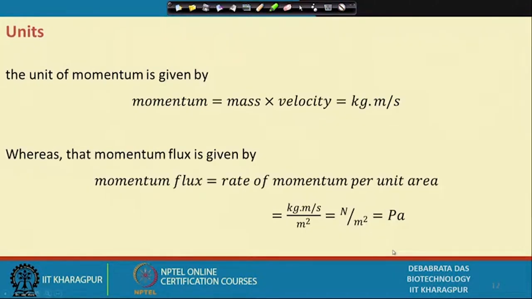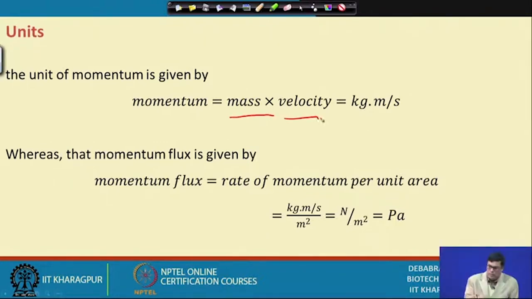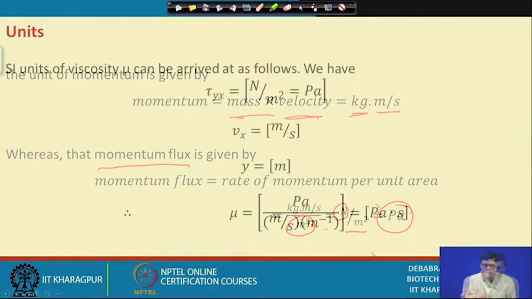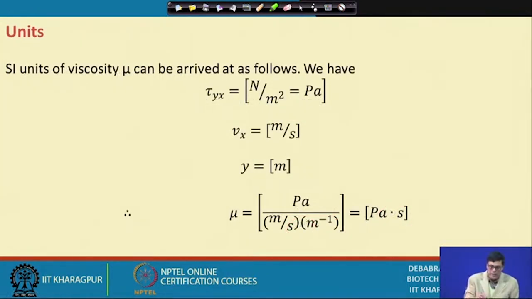Now momentum, as I pointed out, is equal to mass into velocity. What is the unit of mass? Kg. And what is the unit of velocity? That is meters per second. Mass per unit time, so this is how we get the mass flux. The flux is always with respect to per unit surface area. So kg meter per second squared is the newton, and pressure is usually expressed as Pascal. Now shear stress, I told you, is nothing but newton per unit surface area.